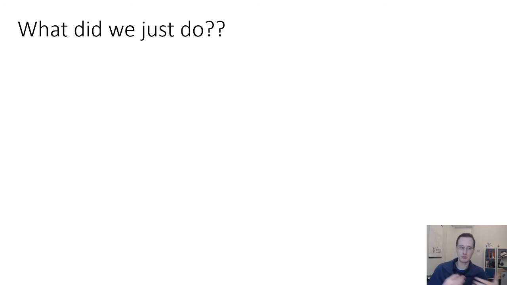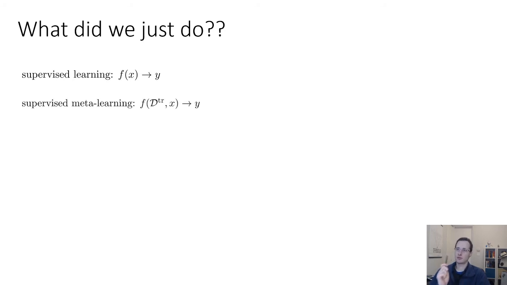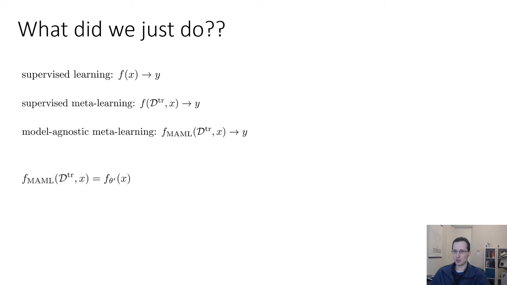Okay, this kind of fine-tuning intuition makes sense, but how does this map onto all these other meta-learning methods that we learned about? Well, let's go back to basics. Supervised learning: learn a function f of x that gives you y. Supervised meta-learning: learn a function f of D_train comma x that maps to y. Model-agnostic meta-learning is just a particular choice for this function. It's just a very peculiar choice. It's a choice where f_MAML of D_train comma x is given by f_theta prime of x, where theta prime is obtained by taking a gradient step on D_train. But it's just a function.